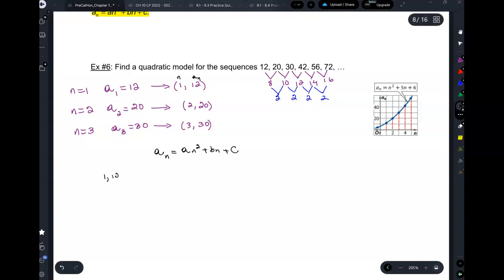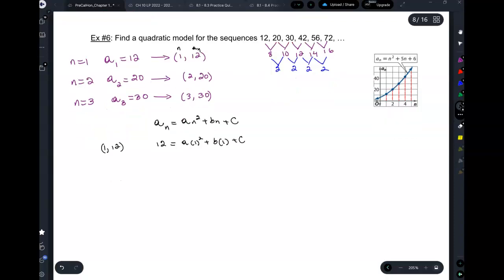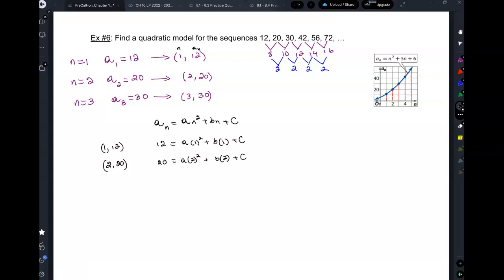So the term 1 comma 12 becomes 12 equals a times 1 squared plus b times 1 plus c. Now let's do the next one, 2 comma 20. So 20 equals a times 2 squared plus b times 2 plus c. And then we have 3 comma 30. So 30 equals a times 3 squared plus b times 3 plus c.